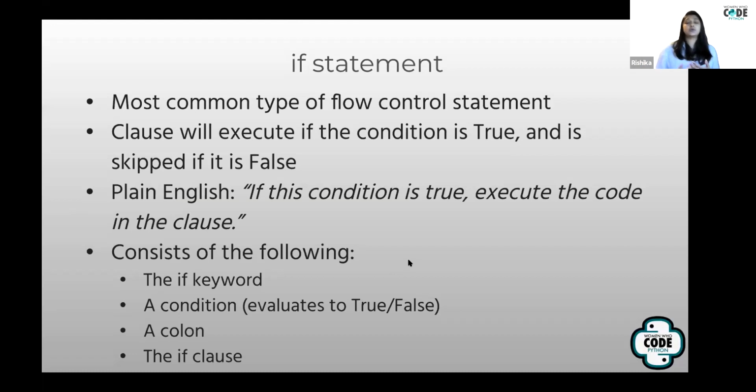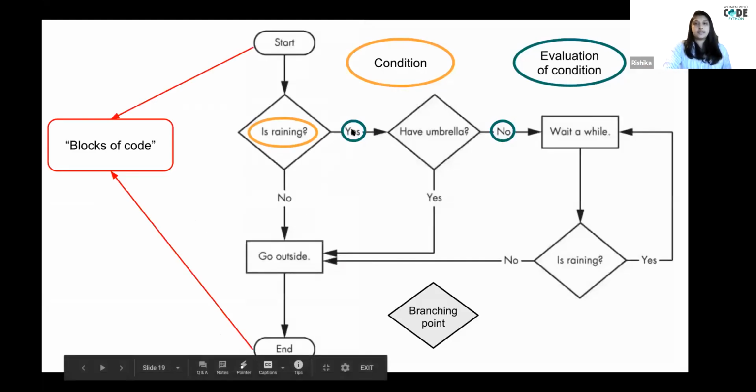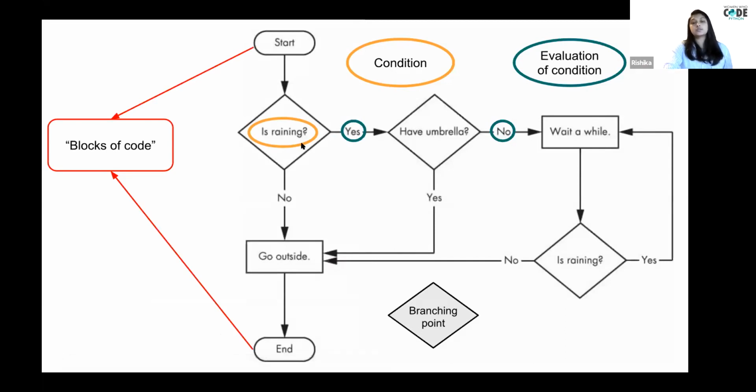An if statement is actually the most common type of flow control statement. It's a really common thing to say an if-else block or an if statement. Basically, this is a clause that will execute if the condition is true and will be skipped if it is false. To put it into plain English: if this condition is true, execute the code in the clause. Going back to the flow chart, if it's yes, then we go to have umbrella. So you can see that "is raining" could be transformed into an if statement.